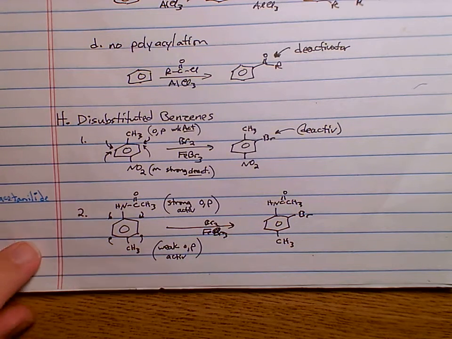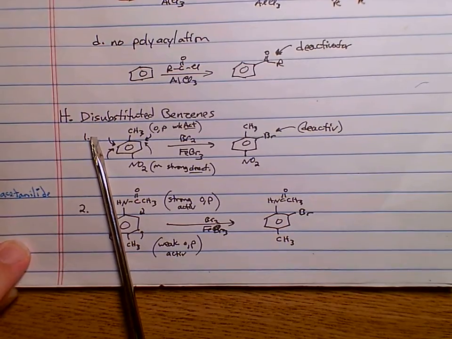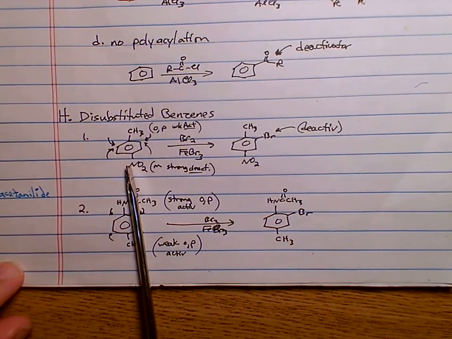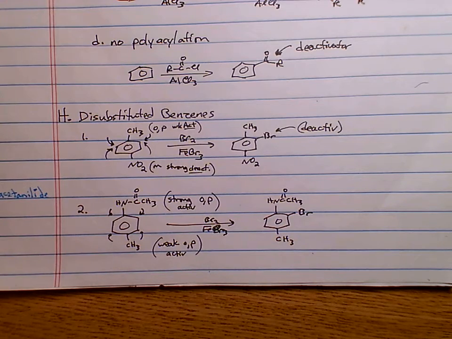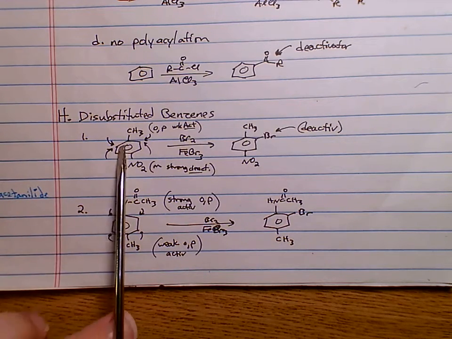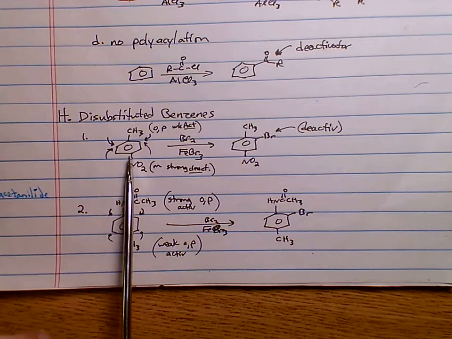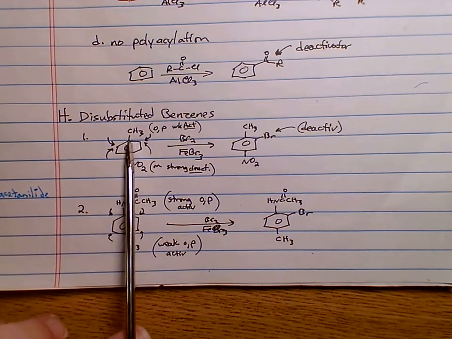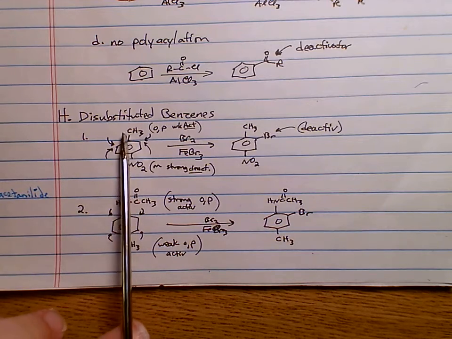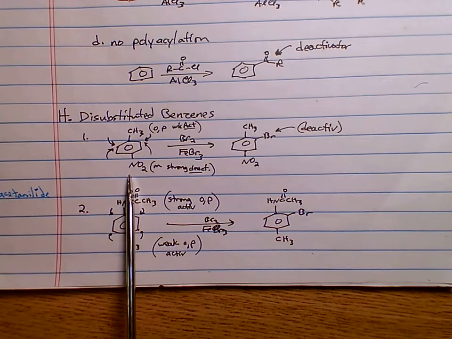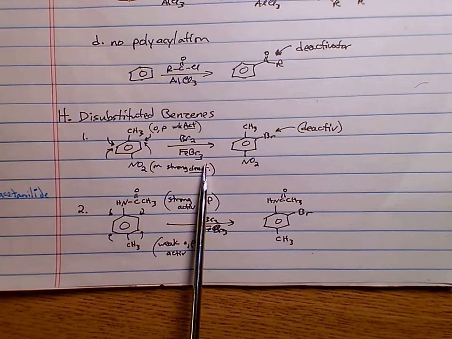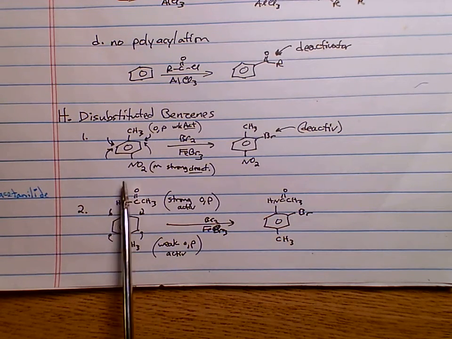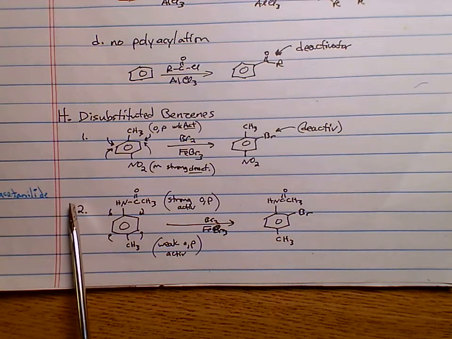Okay, now let's look at the situation where we start out with two substituents already on the benzene ring. So this is a little busy here, but this is what we've got. We've got para-nitrotoluene, CH3, nitro group. And we're going to put Br2/FeBr3. Well, we know Br2/FeBr3 is going to put a bromine somewhere on this ring. The question is, where is it going to go?